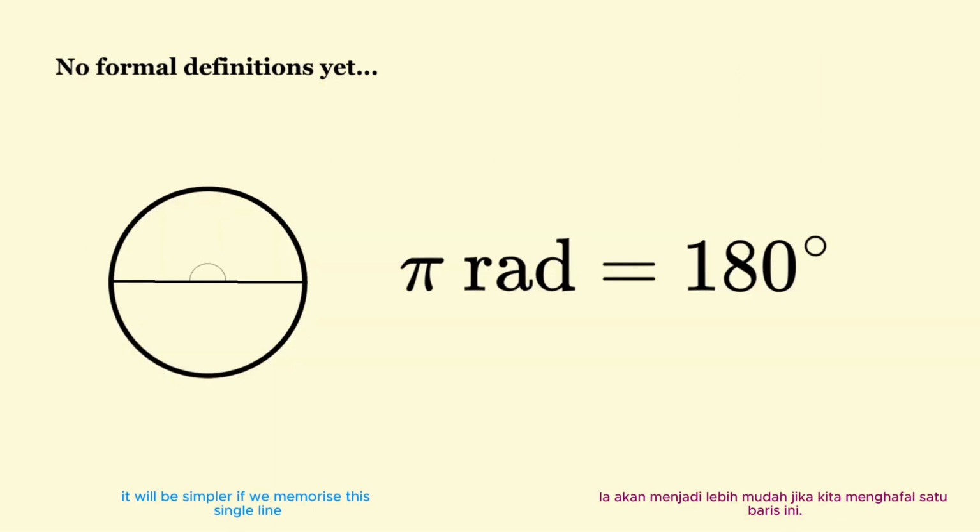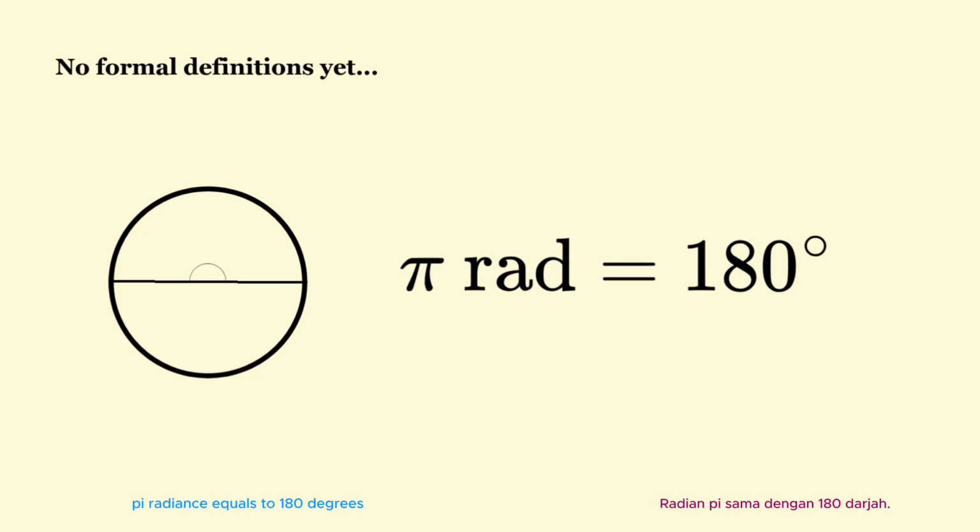However, it will be simpler if we memorize this single line: pi radians equals 180 degrees. This would be much more helpful for your studies and during exams.